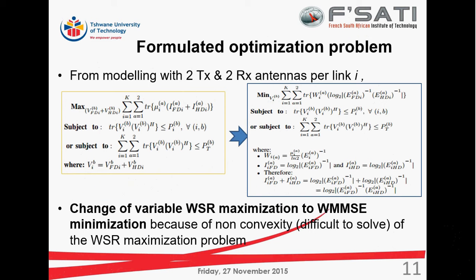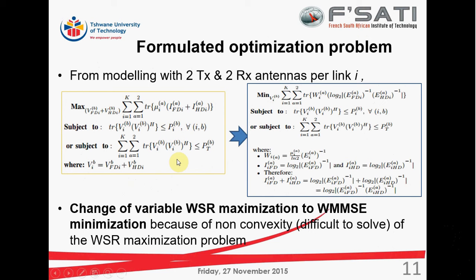Based on the model as further described in the paper and shortly described in this presentation, the following optimization problem has been formulated. First of all, in terms of the weighted sum rate, this time our links are mixed. We've got full duplex and half duplex, and the variable therefore is a mixture of both full duplex transmit filter matrices and half duplex transmit filter matrices. Okay, and the constraint remains in terms of individual power or total power.